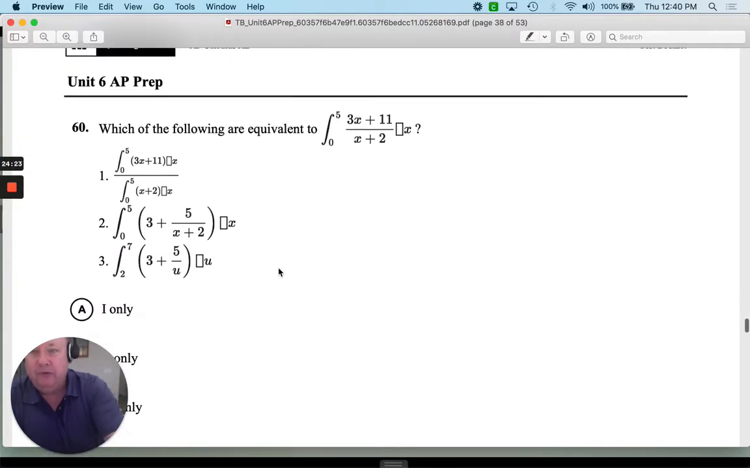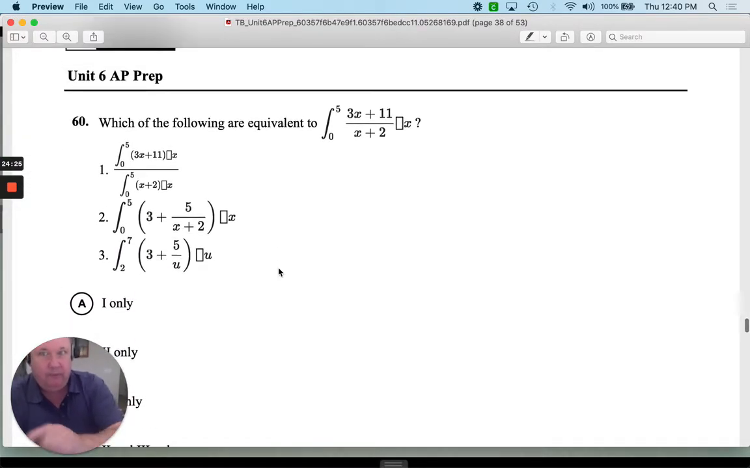In number 60, press pause and look at it, then press play. Which of the following are equivalent to this? It's about knowing which rules you can apply and which rules you cannot apply. Just so you know, with dividing and multiplying, you can't separate integration that way. You can separate integrations with adding and subtracting, but not multiplying and dividing. That's not a property. So number 1 is wrong.